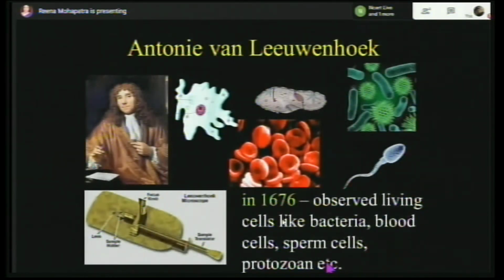Later, in 1676, Antonie van Leeuwenhoek observed several living cells. See, Robert Hooke had observed dead cells, a dead cork, but Leeuwenhoek had observed several living cells, and for that he had invented his own microscope. This was also a combination of several lenses, not like today's microscope, but that was the beginning of the journey towards cytology. He had observed several cells, and not only that, he had made very good diagrams, and he had recorded his findings also.